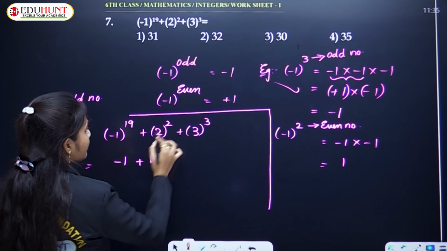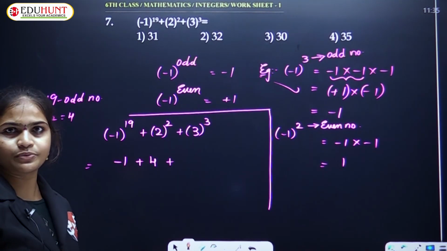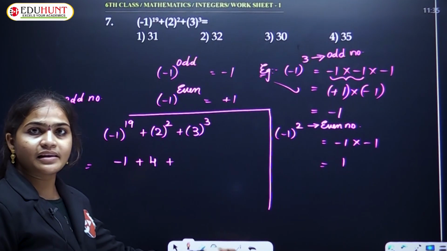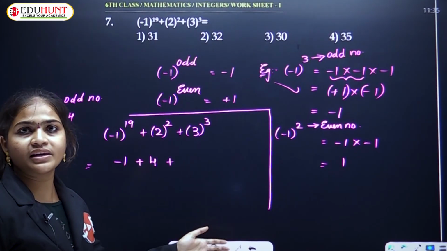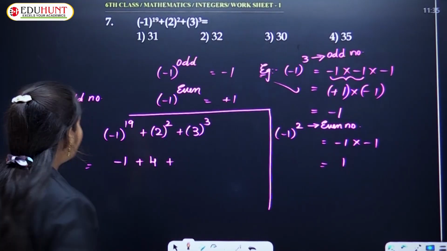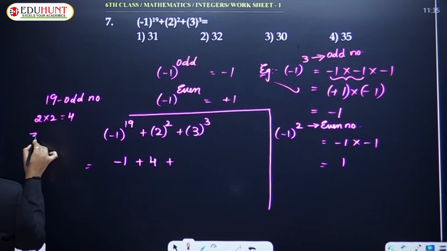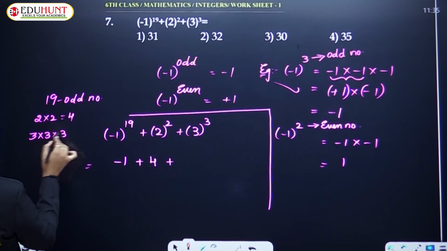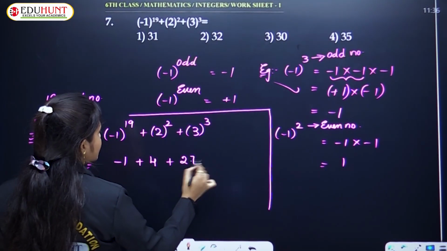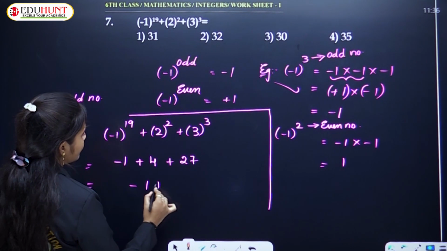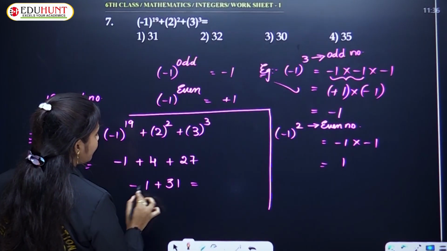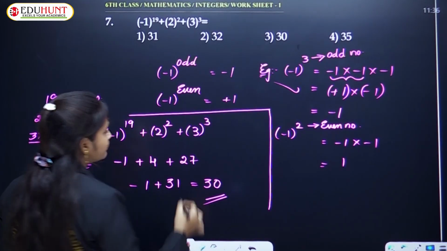Plus, and here see that the product of two positive integers is always positive. And here this is a positive value. A positive value's power, whether an even number or odd number, whatever it may be, is positive only. This is only applicable for negative numbers. See here 3 power 3: 3 into 3 into 3. 3 3s are 9, 9 3s are 27. Plus 27, which is equal to minus 1 plus 4 plus 27, which is 31. 31 minus 1 is equal to 30.